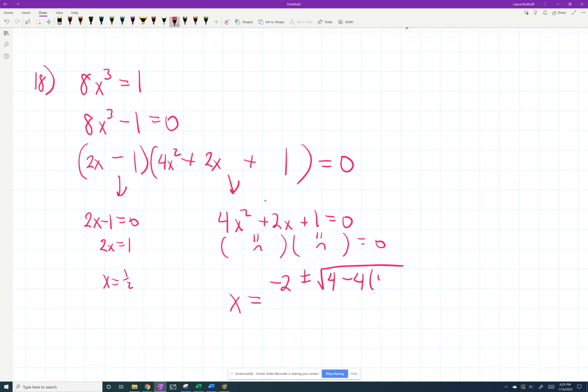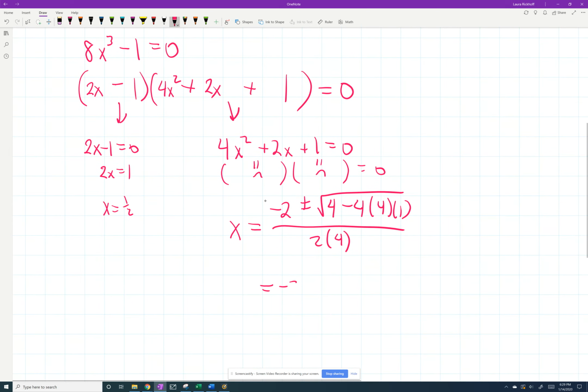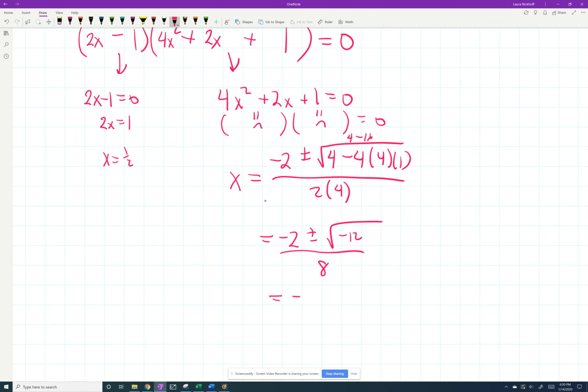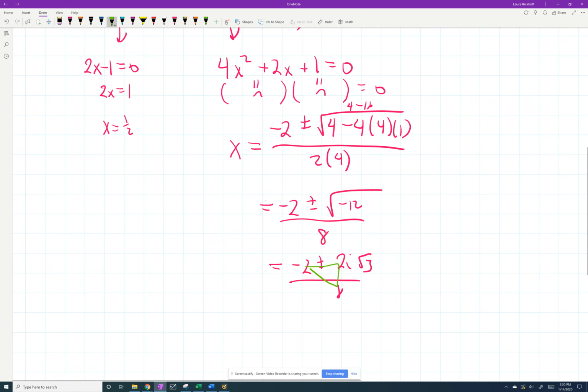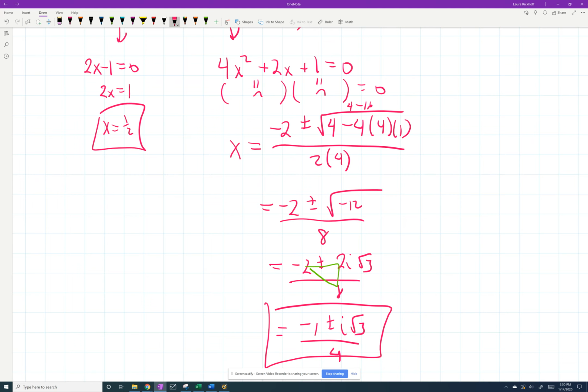Negative b plus or minus the square root of b squared minus 4ac, over 2a, and then whatever this is. It's 4 minus 16, which is negative 12. So you have negative 2 plus or minus 2i root 3 over 8. And then if you can divide all of these by the same number, I will. So I've got negative 1 plus or minus i root 3 over 4. So this and those are my answers.